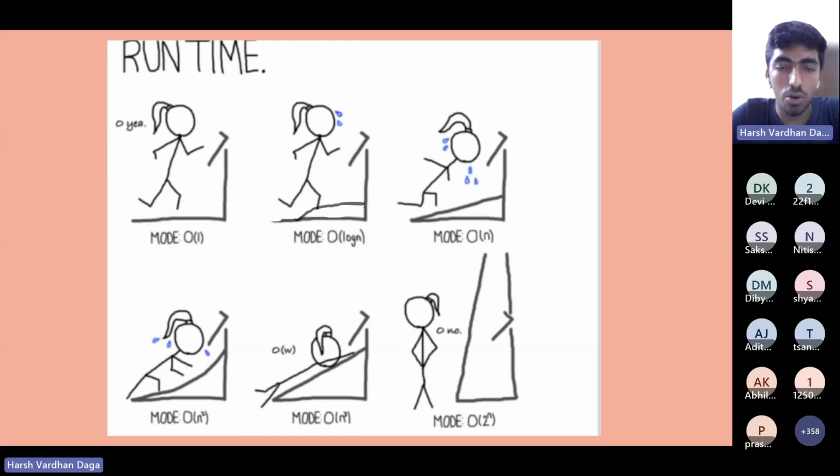So have a look at this picture. You can consider this person as your program and the track on which it is running as the mode on which the program goes: log n, O of 1, O of n, or n square. The difficulty it faces with respect to time complexity is the same as expressed by the person. So you can have a look at this.